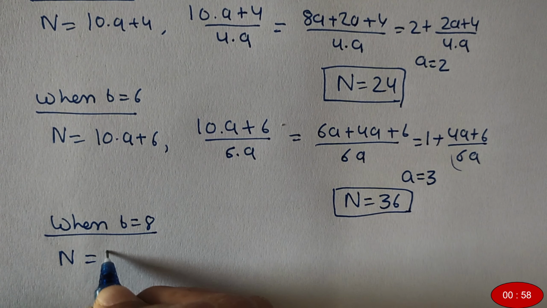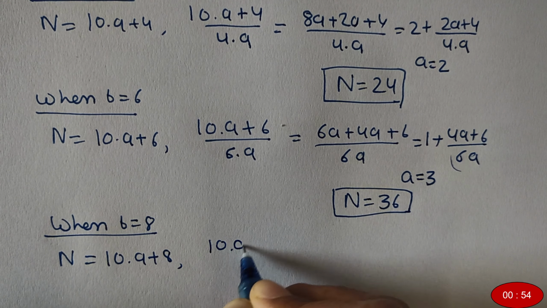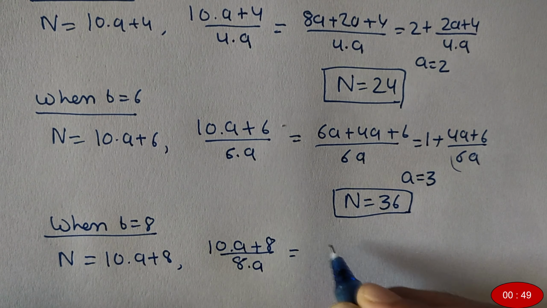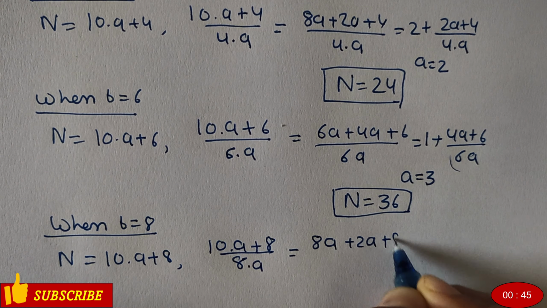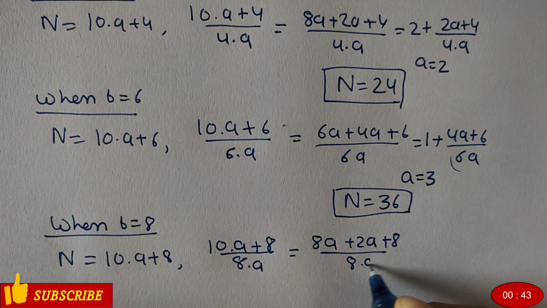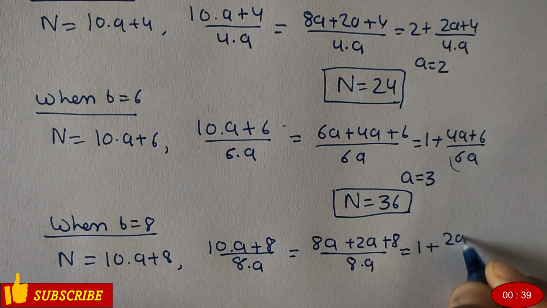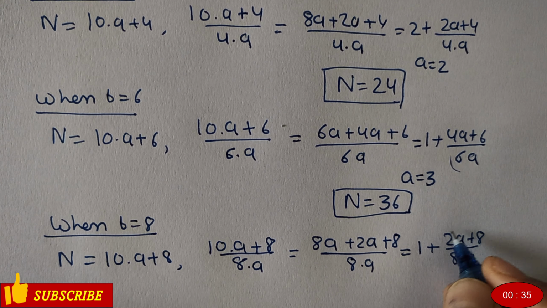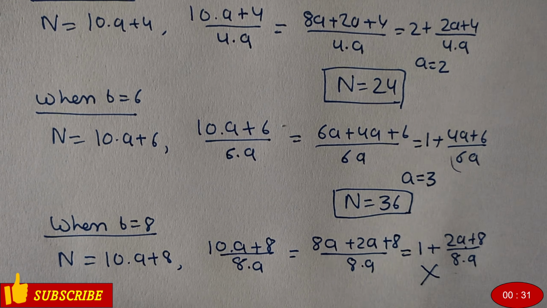Now we will study case 4, when B equals 8. Then n will be 10A plus 8, which must be divisible by 8A. 10A can be written as 8A plus 2A, plus 8, divided by 8A. 8A divided by 8A is 1. What is left? Plus 2A plus 8 divided by 8A. 2A plus 8 will not be divisible by 8A. So this is not a possibility.